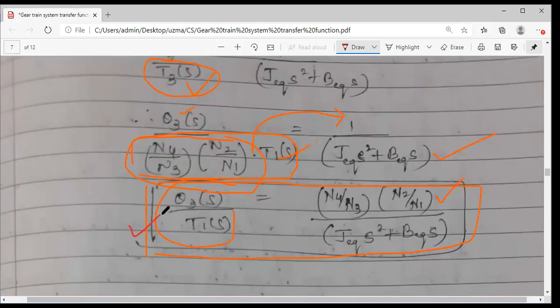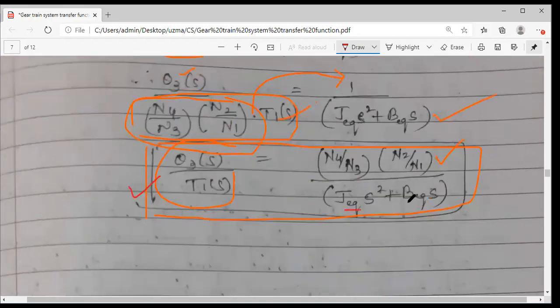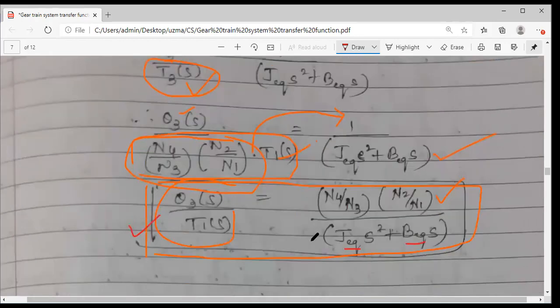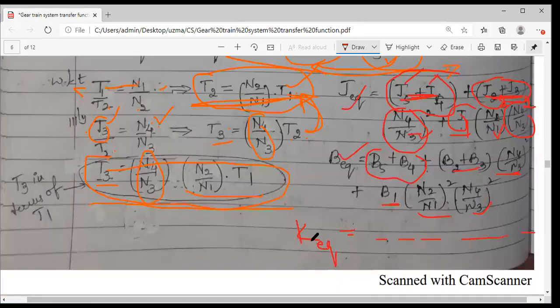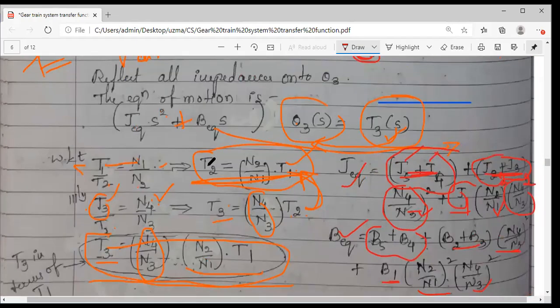Just doing this much is not enough. In this final transfer function equation, you have J equivalent and D equivalent terms. So it is very important for you to denote how you are taking these equivalent values. Okay. Hope you understood this problem. This one single problem has so many things to learn.